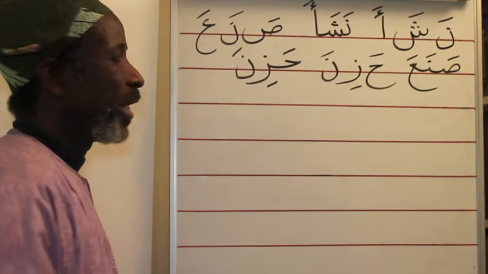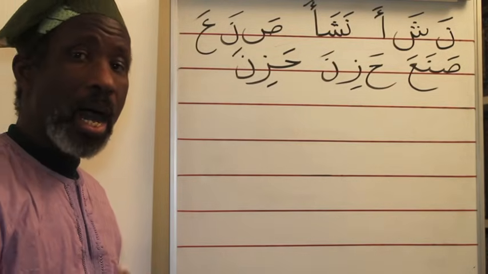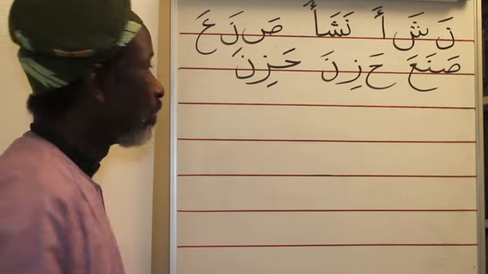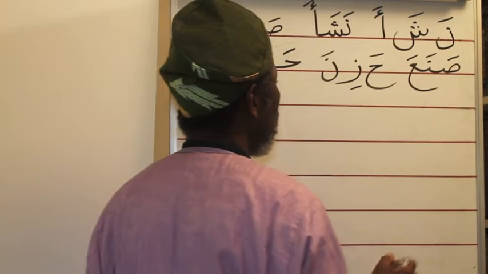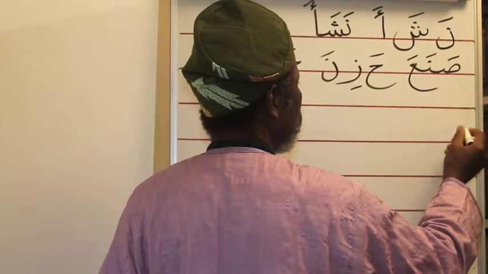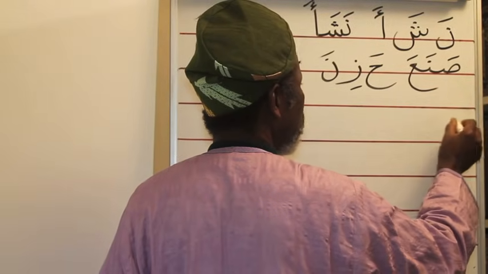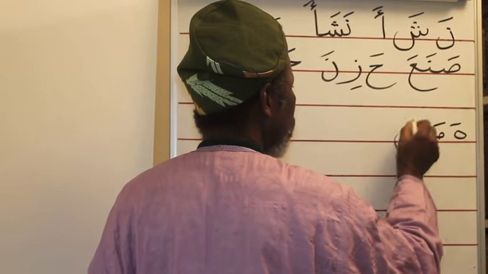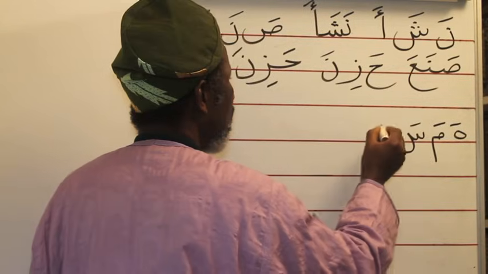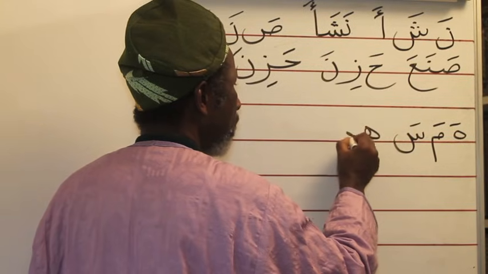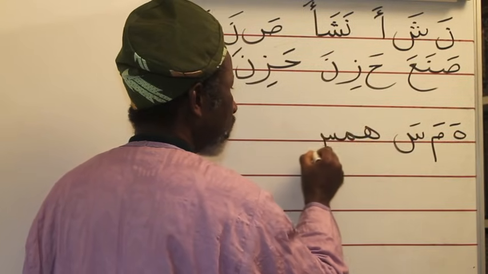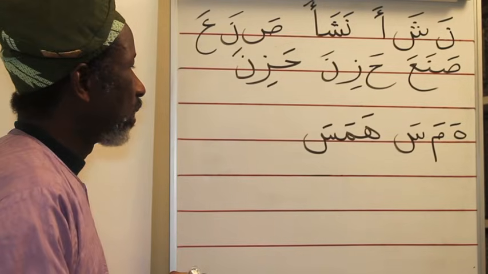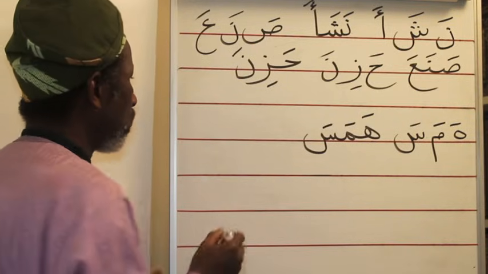After the nun, the next letter is ha. We're still on page 40. Ha at the beginning. Hamasa. So we have ha. Now isolate mim. And then sa. Join format. Ha, ma, sa. Hamasa.